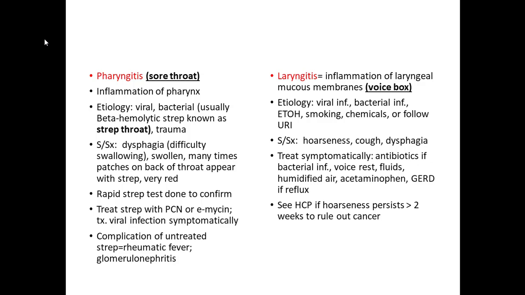Pharyngitis is just a sore throat, inflammation of the pharynx. Viral or bacterial, most commonly strep throat. They're going to have trouble swallowing. Their throat's going to be swollen. In strep throat, you're going to see white patches on the back of their throat. They're going to be very red. A rapid strep test is done, and that comes back pretty quickly, I think within the hour. Penicillin or erythromycin. Basically, you're going to treat the viral infection symptomatically.